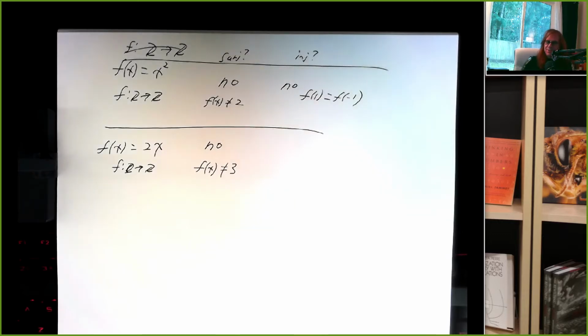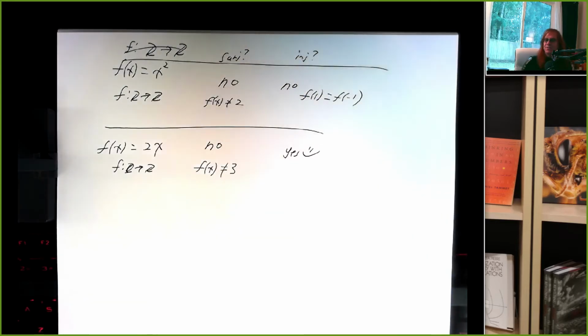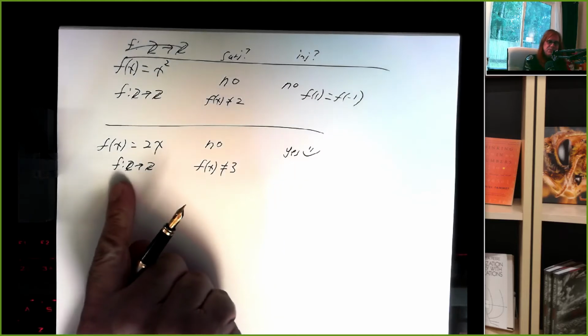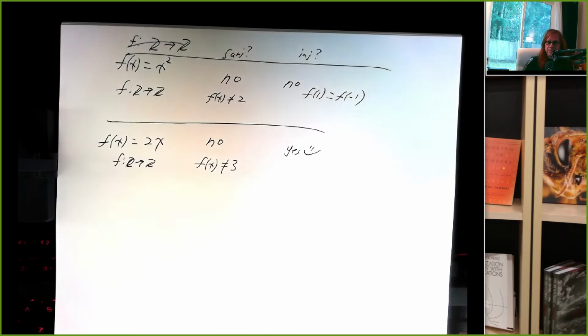Is it injective? Yes. It's definitely injective. The only time that f will map two things to the same value is if those two things are exactly the same. f of 5 is equal to 10. And the only value that gets mapped to 10 is 5.